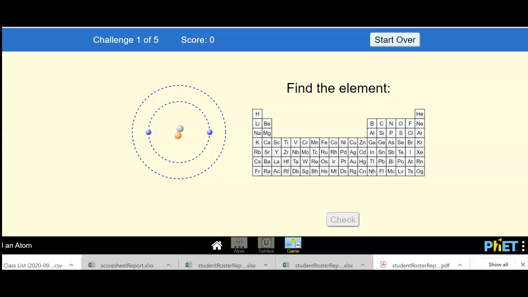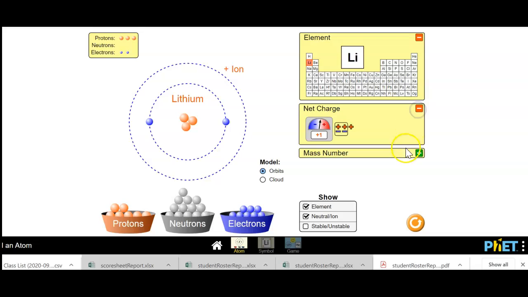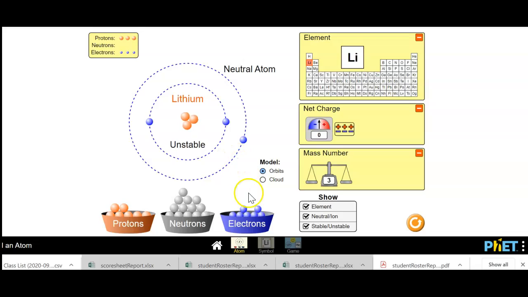So this is the first one. Pardon me, that's a game. Let's try this again. This is the first one. Notice that what I did is I dragged things down here. So I dragged that. I'm making that hydrogen. I'm going to make lithium, so 3. And right now lithium has a +1 charge. I can look at the neutral charge, or the net charge. I can look at the mass number here by doing these. I can tell it to let me know if it's stable or unstable. If I put another electron in, no neutrons. Gotta have neutrons in there.